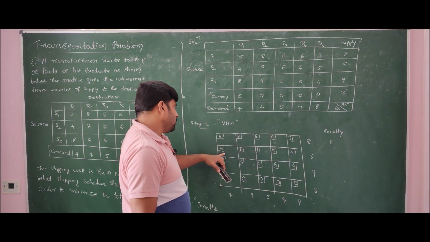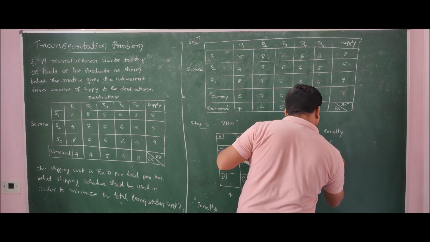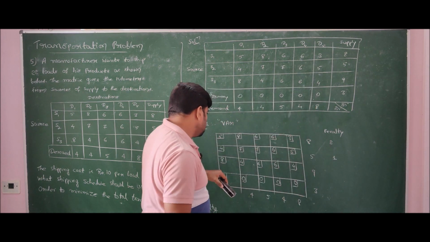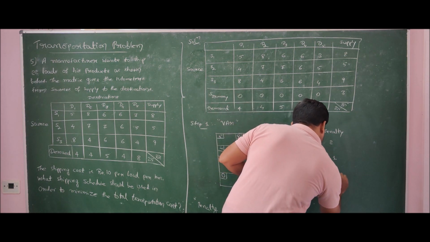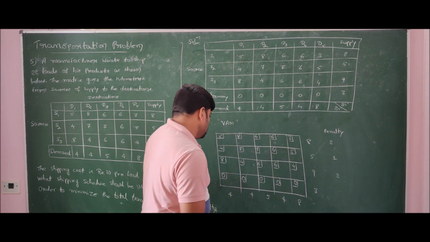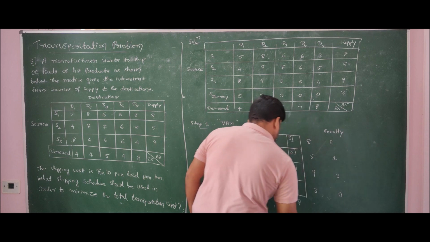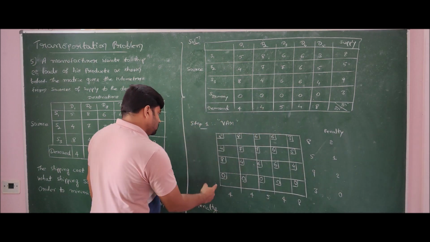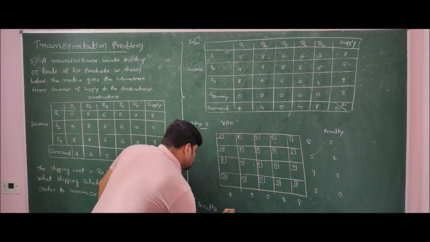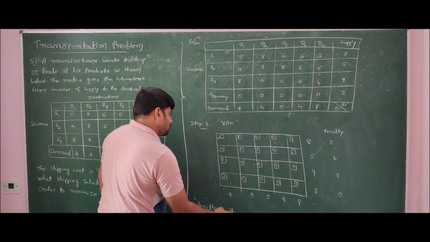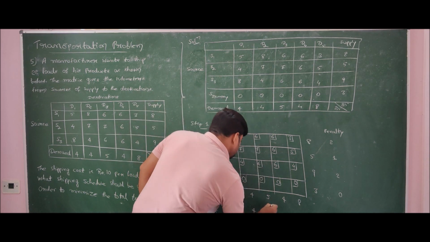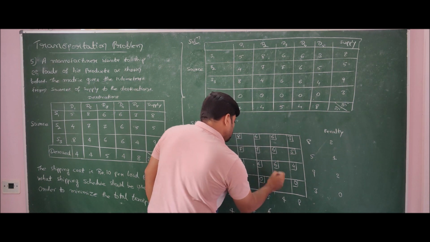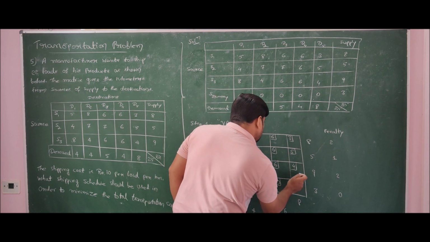Here the least cost is 4, next least cost is 5, difference is 1. Here the least cost is 4, next least cost is 6, so the difference is 2. Here it is 0. Coming for penalty, here the least cost is 0, next least cost is 4, penalty is 4. Least is 0, next is 4, 4. Least is 0, next is 6. Least is 0, next is 6. Least is 0, next is 3.